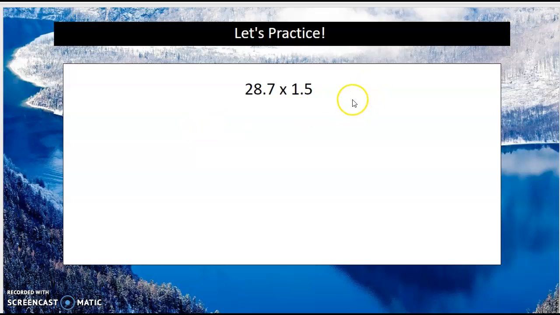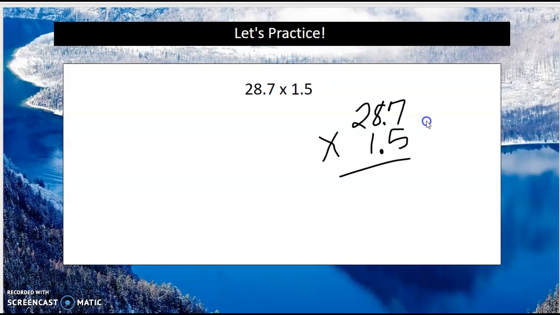Okay, here's our last one to go over together. 28.7 times 1.5. Once again, I'm going to pretend like I am dealing with whole numbers. So I would set it up as if I were multiplying together 287 times 15, and this is exactly how I would do it if I didn't have any decimals. So that's what I'm going to do.